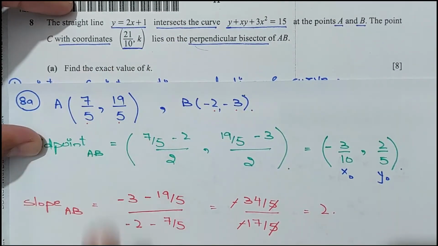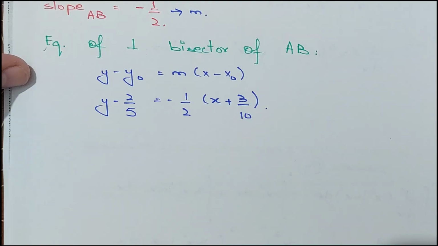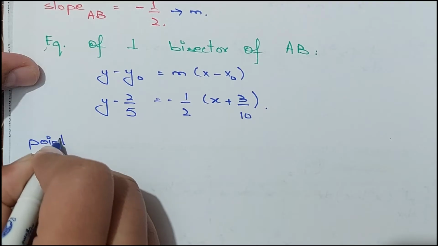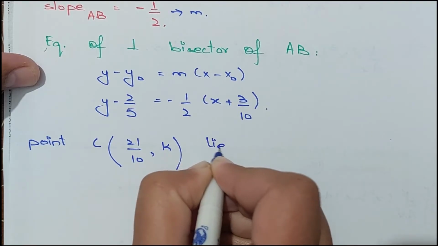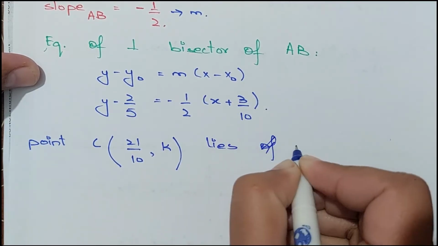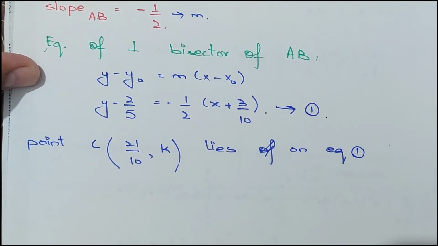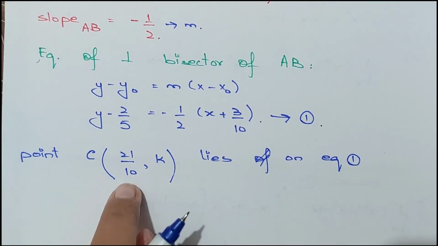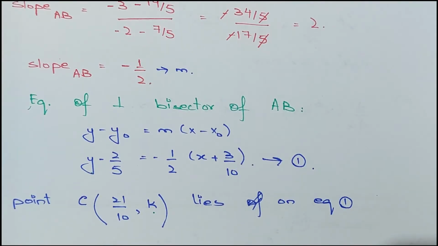This point C lies on it. So 21 over 10 and k. We can say point C, which is 21 over 10 and k, lies on equation 1. Let's say the perpendicular bisector of AB is equation 1. This point lies on equation 1, 21 by 10 and k. So this is the x component and this is the y component, and let me solve for y. The y is this k minus 2 by 5. We have to solve for the exact value of k.